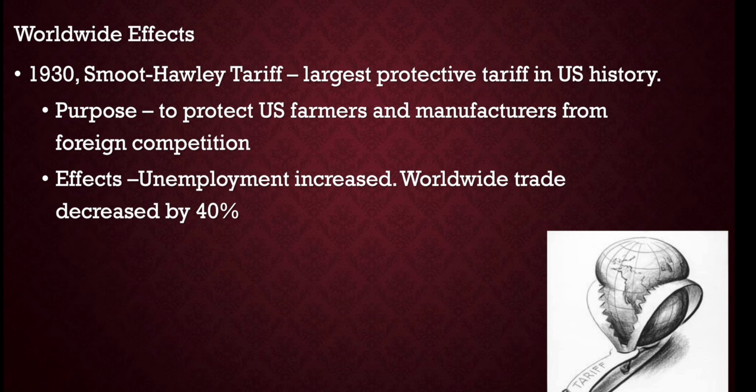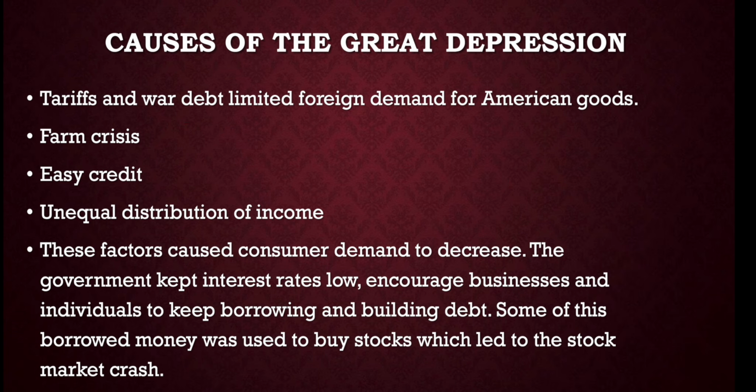So to sum up our causes of the Great Depression here, tariffs and war debt led to limited foreign demand for American goods. There was the farming crisis, which we discussed, where farmers start losing their farms because they've overproduced and prices were too low. It was extremely easy to get credit and to buy things on credit. And by people buying things on credit, they accumulated debt that they couldn't pay off. And as a result of having too much debt, they quit buying new things.